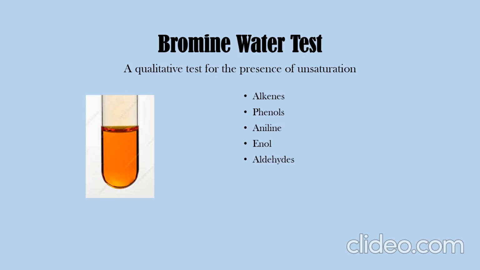Aldehydes give an oxidation reaction with bromine water. The next one is ketones. Ketones give an electrophilic alpha substitution reaction and give a colorless solution. And the last one is glucose. The bromine water test is a simple test to distinguish between glucose and fructose. Glucose undergoes an oxidation reaction to give gluconic acid with the bromine water solution, while fructose fails to undergo any oxidation reaction.